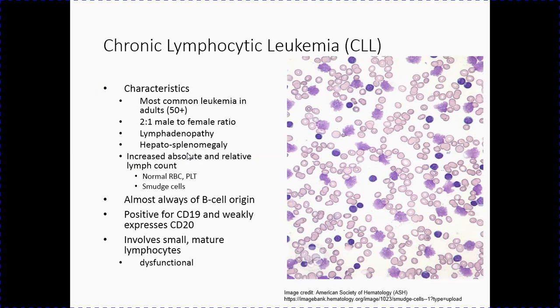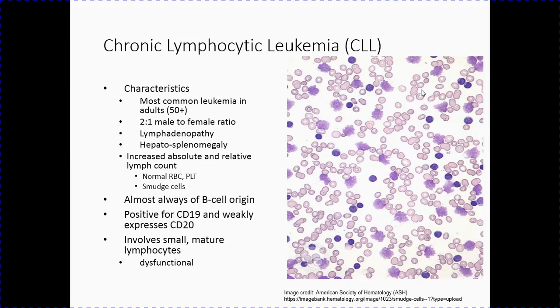Chronic lymphocytic leukemia, you can see in the picture here, is the most common leukemia in adults. You see this with a fairly high degree of regularity. Like many of the immunohematologic disorders that we're going to see today, it tends to affect men more than women. In this case, a 2-to-1 male to female ratio. And it's characterized by lymphadenopathy and hepatosplenomegaly.